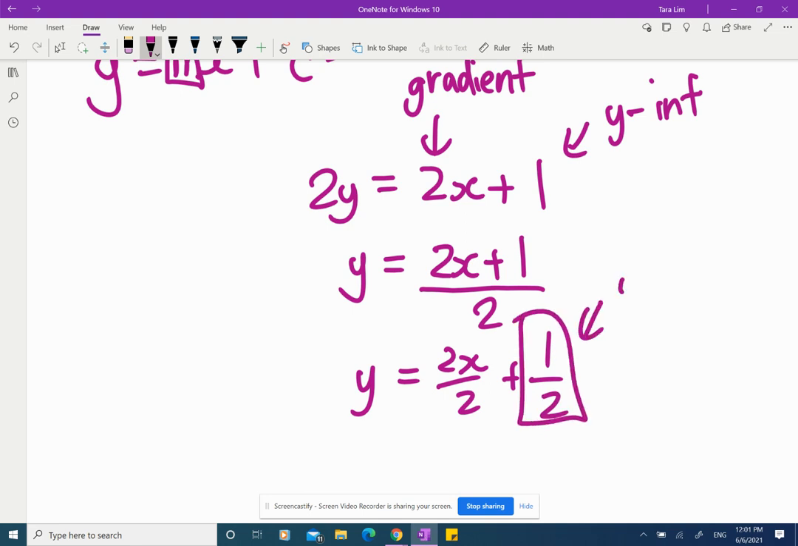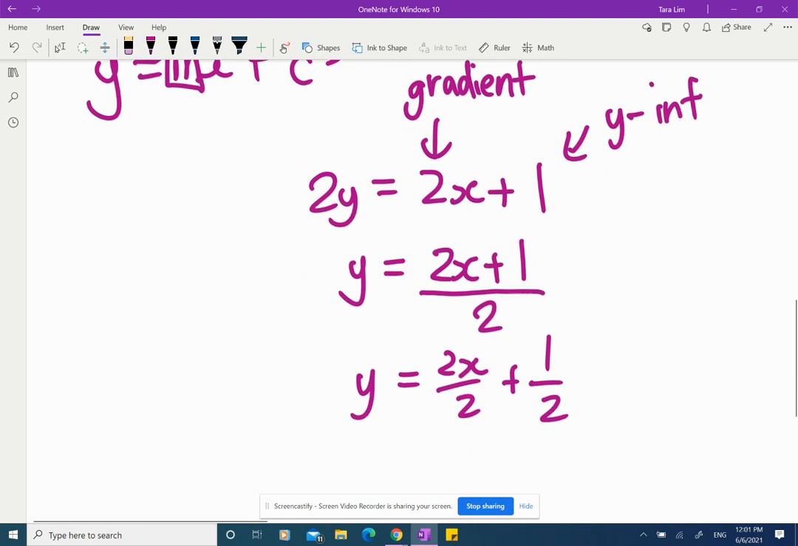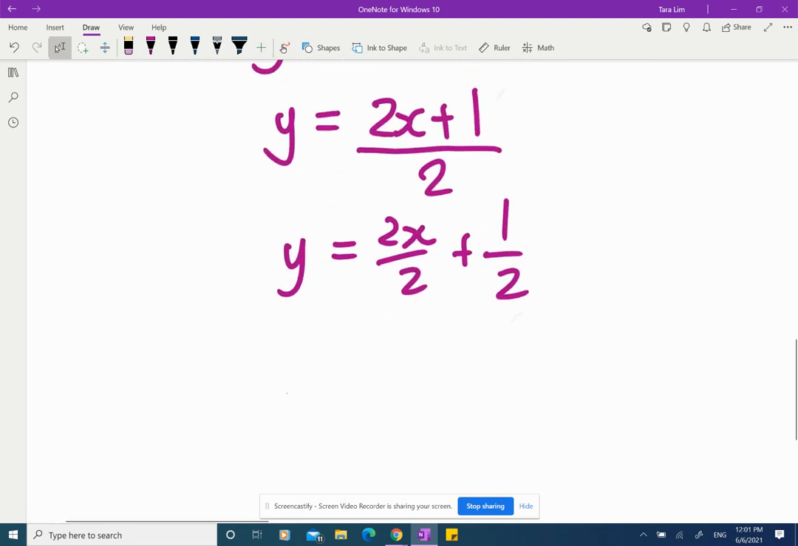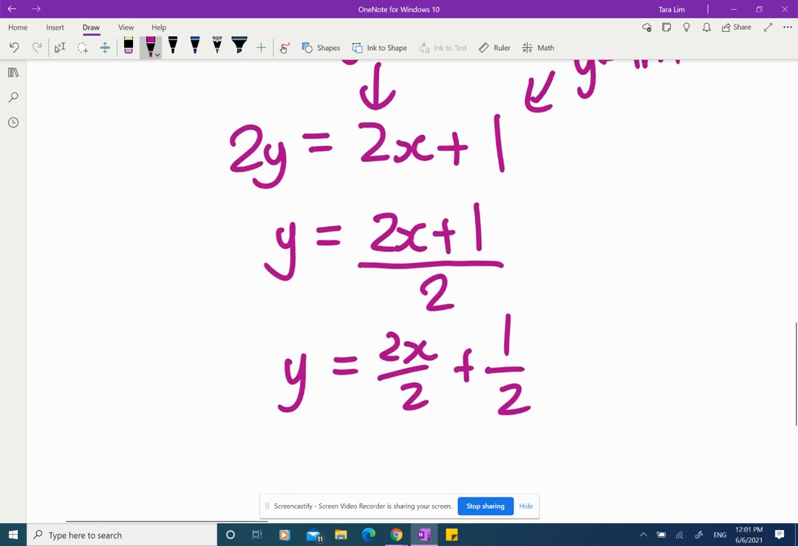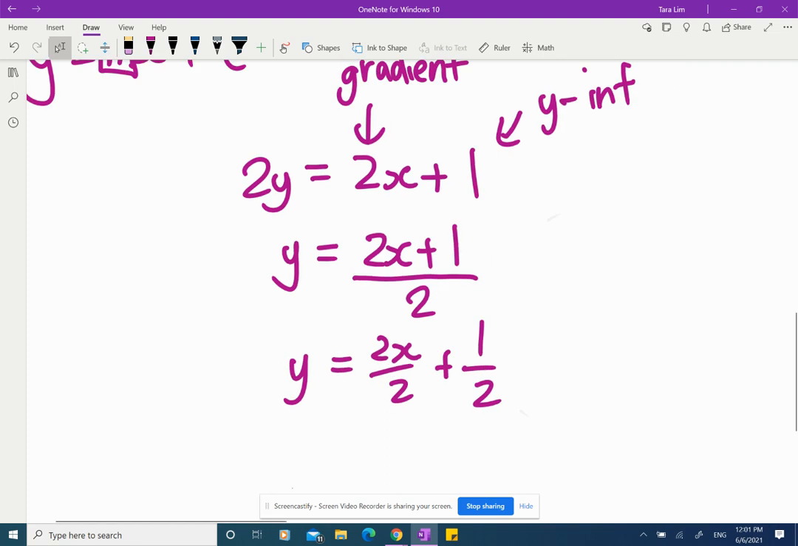So this is the y-intercept, and this is the gradient. And then, y equals 2x over 2 plus 1 over 2. And now we can plot the points and draw a line.